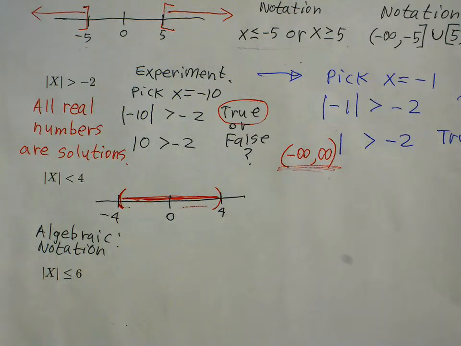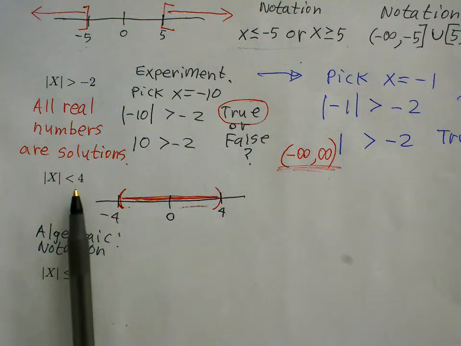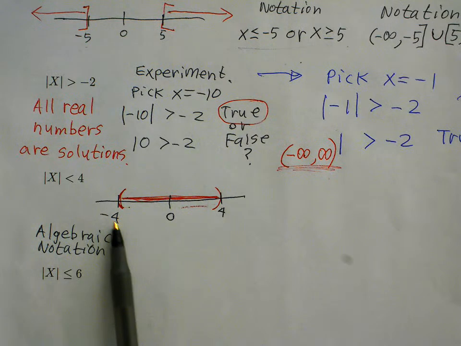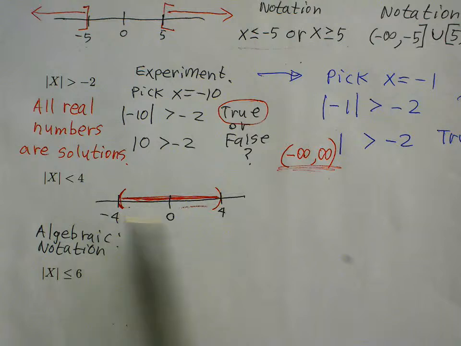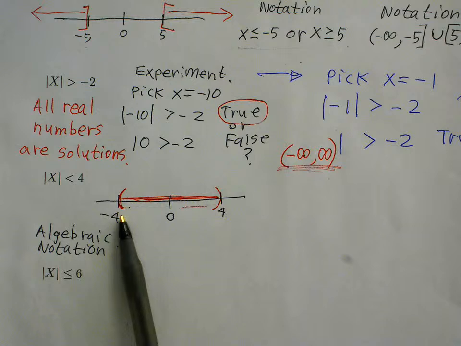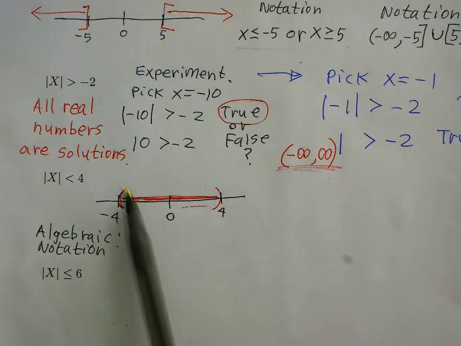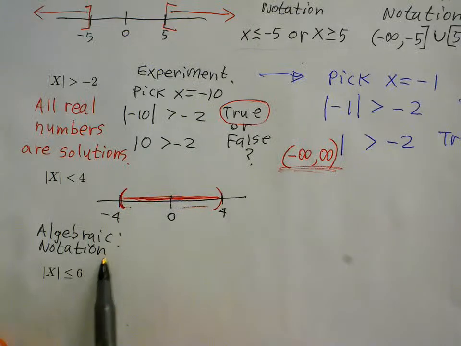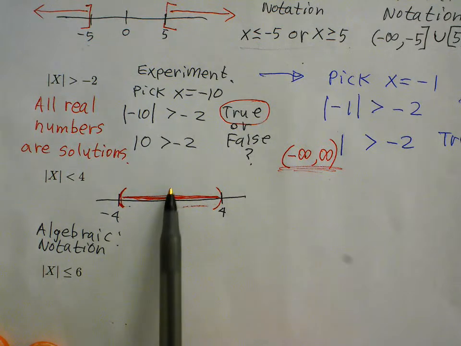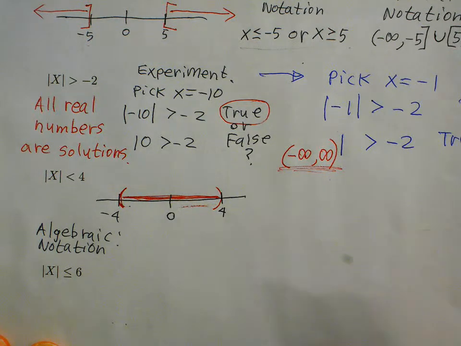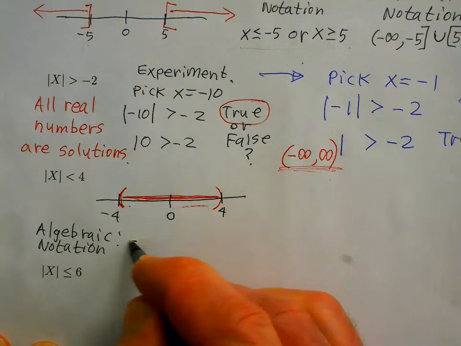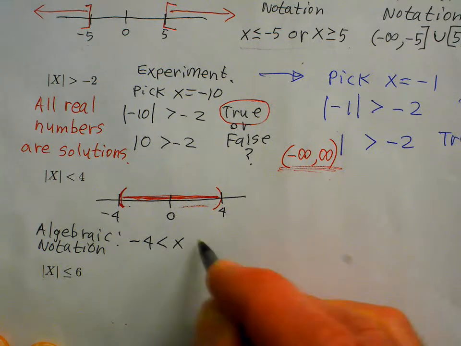Yeah, so there was a question about including -4 or excluding -4. The parenthesis at -4 indicates that -4 is not part of the solution because 4 is not less than itself, so we exclude the endpoints. Okay, so the algebraic notation: if x is in this interval, then we can write -4 is less than x, and at the same time, x is less than +4.